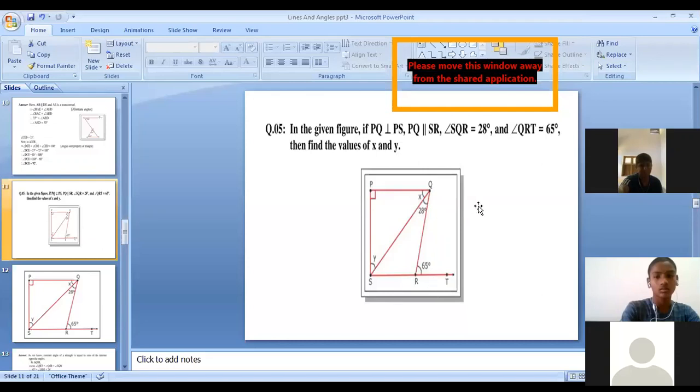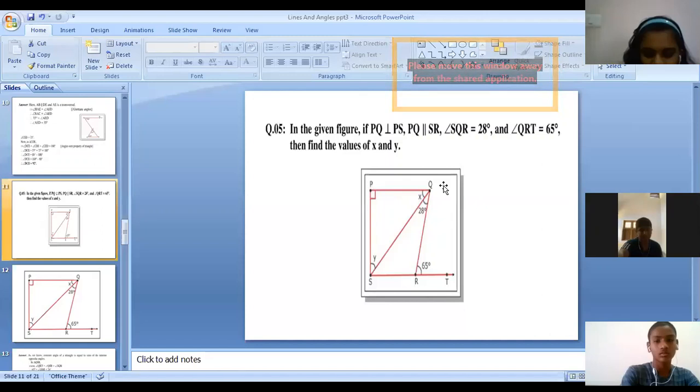Yes. So here, PQ is perpendicular to PS. Ma'am, these questions are from exercise 6.3, right? Okay. Next time I'll mention the exercise and number also.